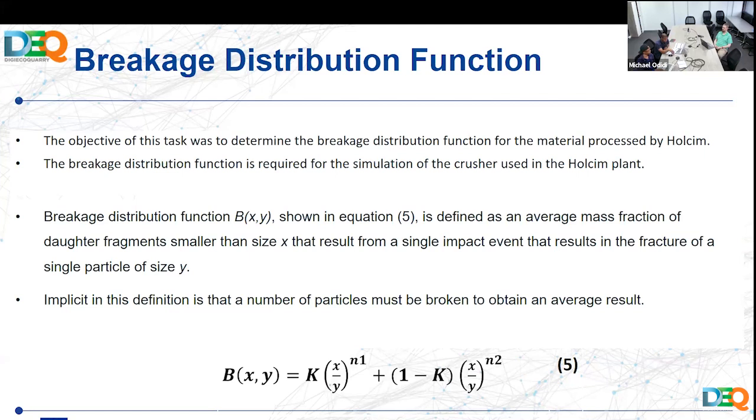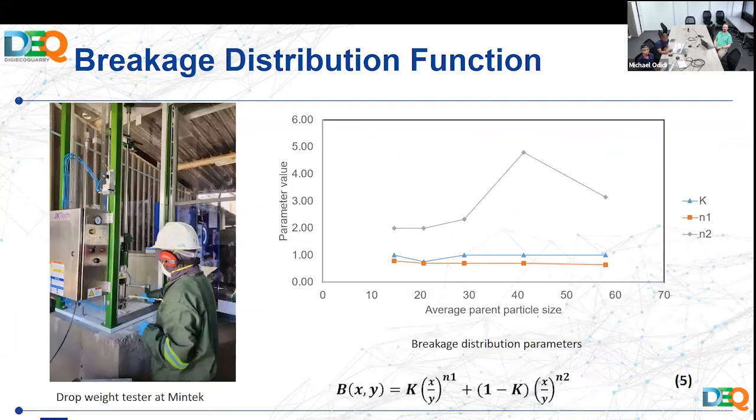But just to emphasize a point, this function is not exactly the progeny from a crusher, because we understand that the particles get rebroken in successive intervals as they move from the feed end towards the product end of the crusher. This just defines, for a single impact event, the progeny distribution that's been generated. So the way we approached getting the parameters in this function is by performing a single breakage impact test.